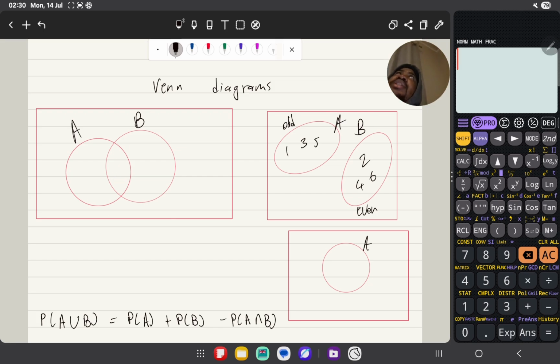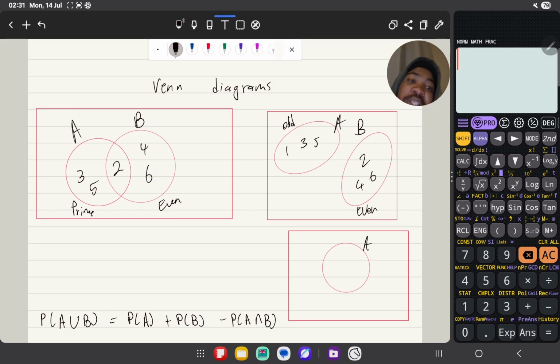For the second diagram, we can still use a die and say this is a prime number and then an even number. For prime numbers, we have 2, 3, and 5. And for even numbers, we have 2, 4, 6.